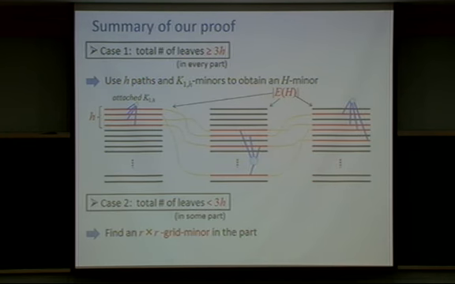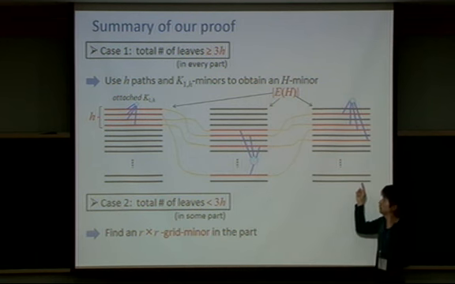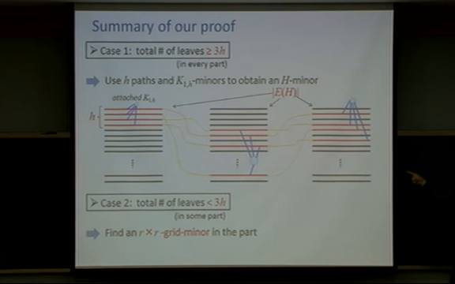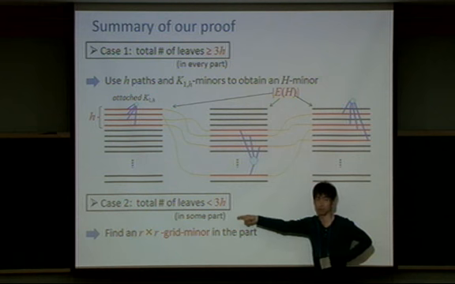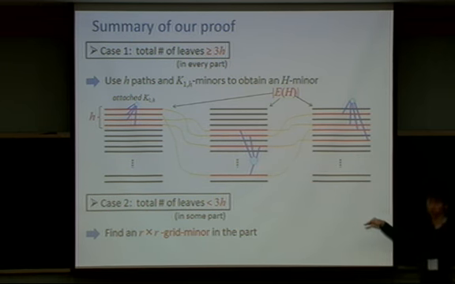Okay, so here is the summary of our proof. If the first case occurs in every part, then we can find an attached K1H in every part. Then we can find this structure, so we can find an H minor by using this structure. On the other hand, if the second case occurs in some part, then we can find an r times r grid minor in that part. So this is the summary of our proof.